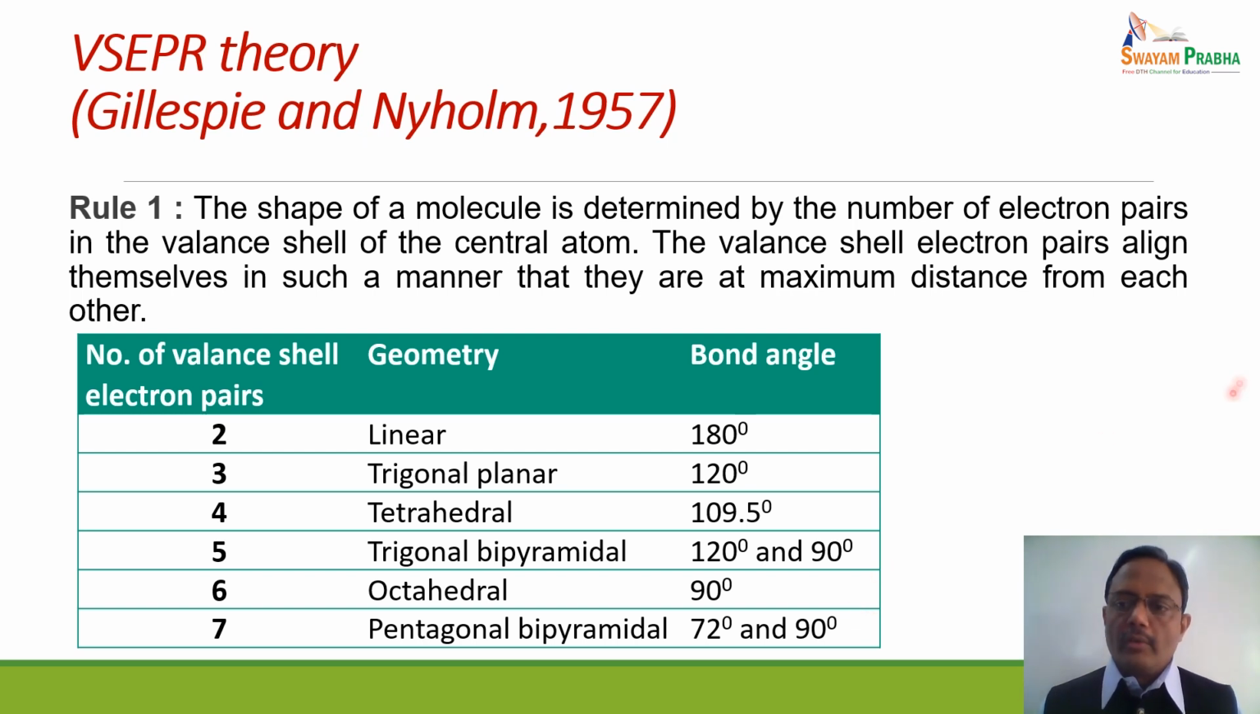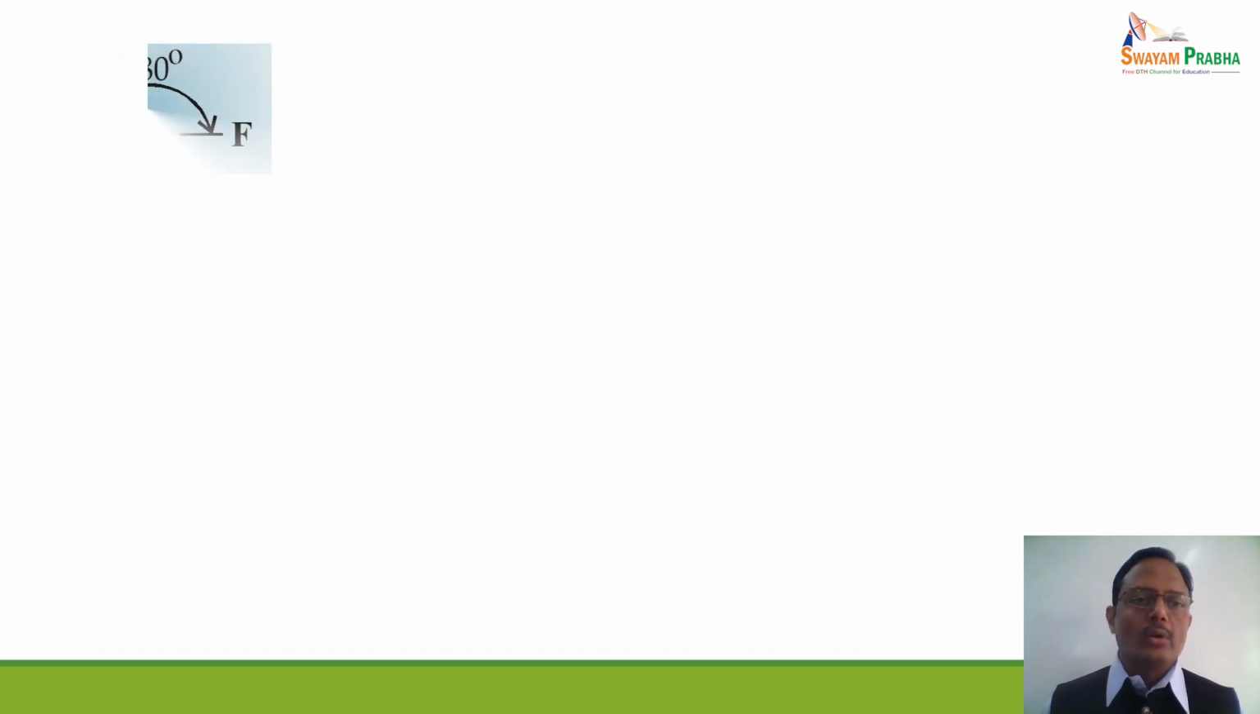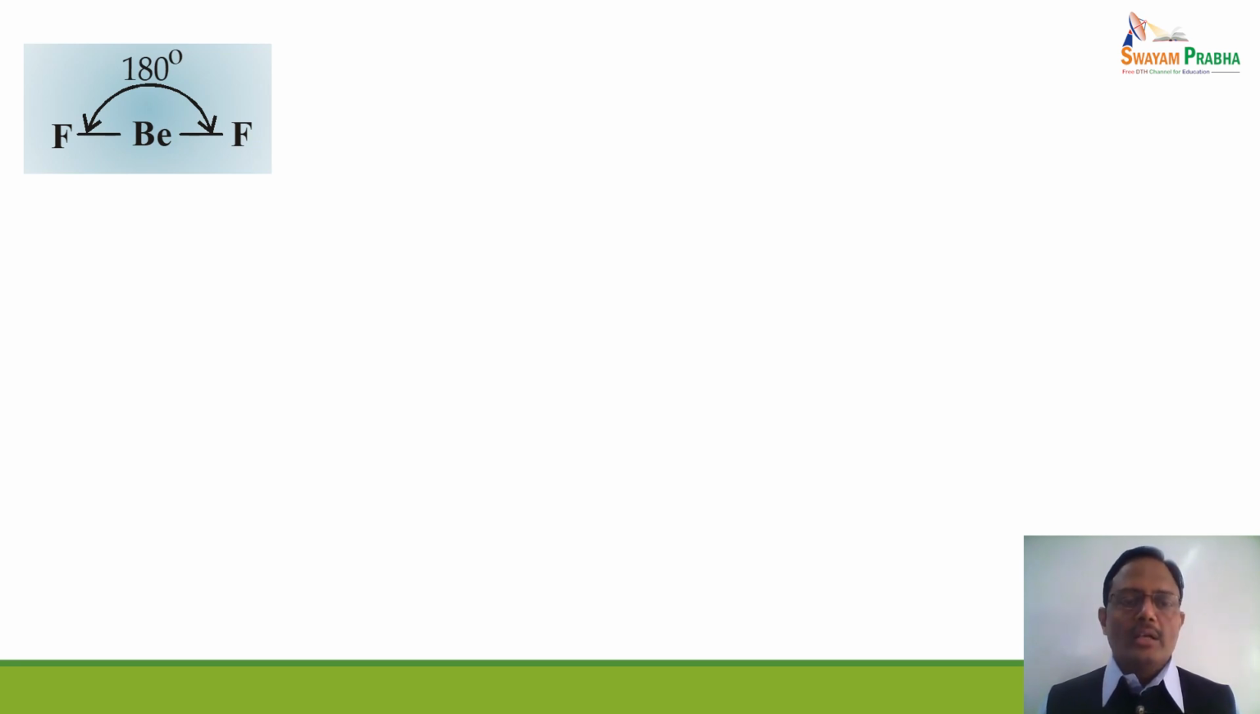We will try to understand this with examples of certain molecules. Suppose we have a molecule like BeF2. Now beryllium has 2 electrons in the valence shell and each fluorine is contributing 1 electron from itself. So there are 4 electrons on the central beryllium atom in its valence shell, 2 of its own and 2 donated or coordinated with the fluorine atoms.